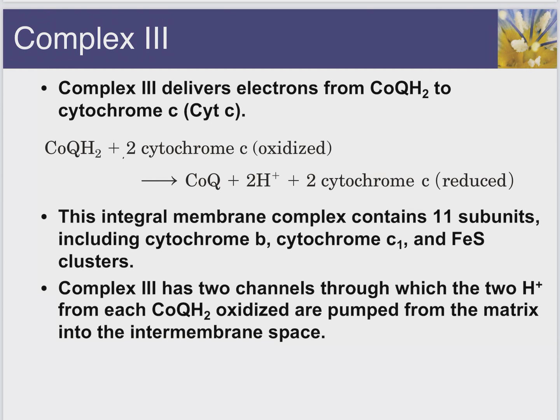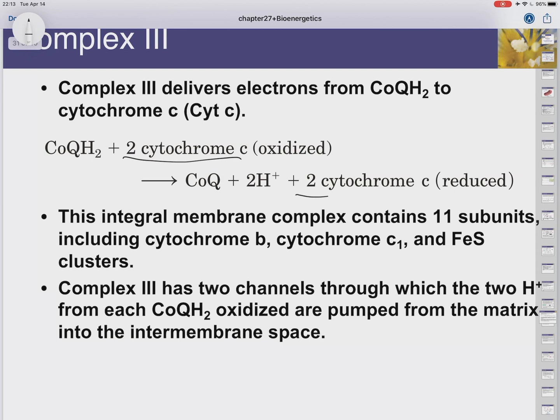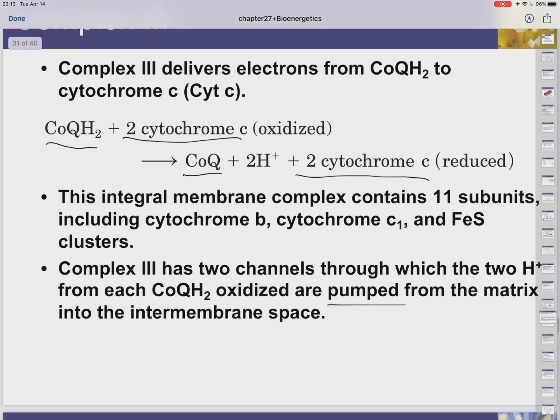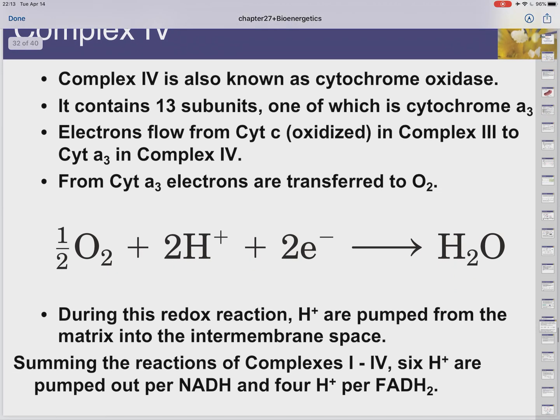Here we have complex 3, where we can see cytochrome c gets reduced by, it's not showing what it's getting reduced by. The reducing agent was the coenzyme Q. Coenzyme QH2 gets turned back into coenzyme Q. So a handoff of electrons, essentially. And then after that handoff happens, we get some more hydrogens pumped through. Complex 4 is the one that ultimately gives electrons to oxygen.